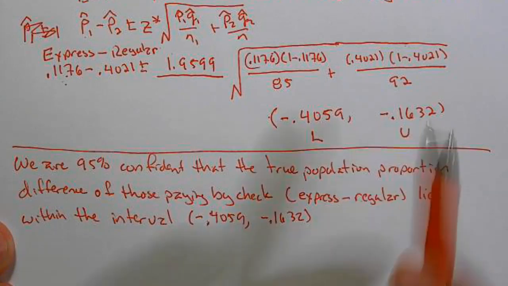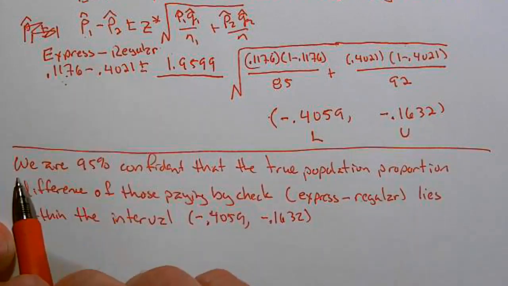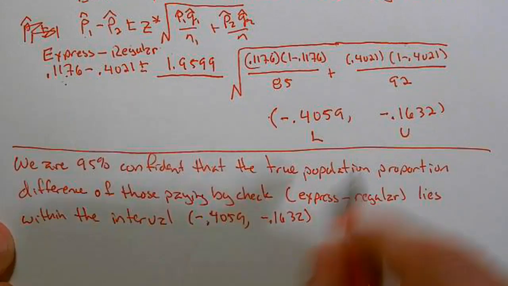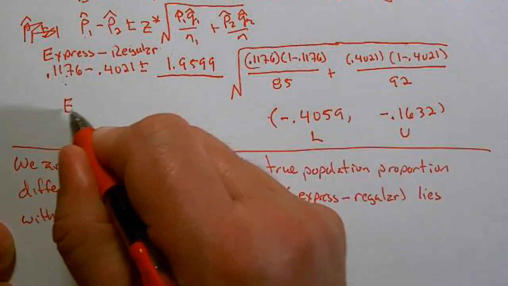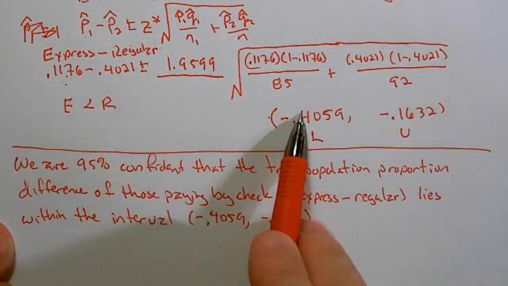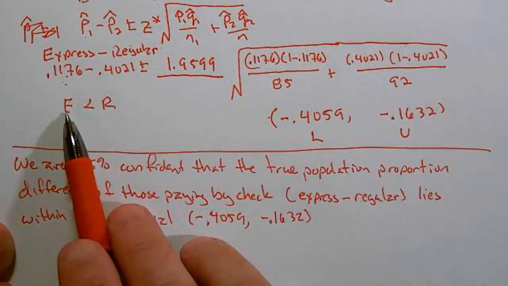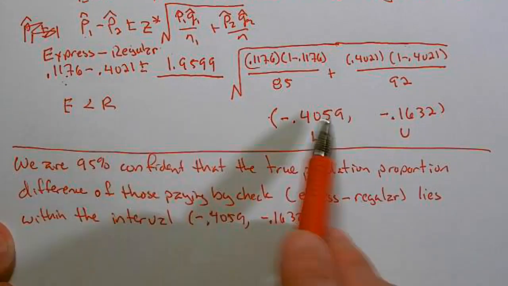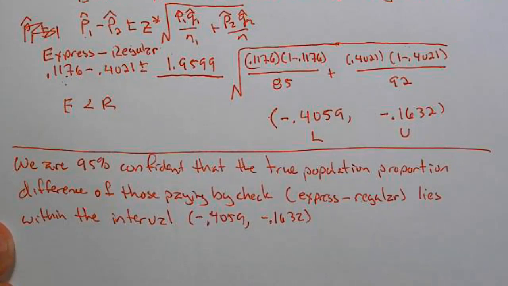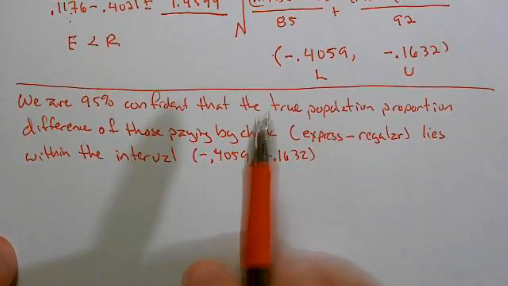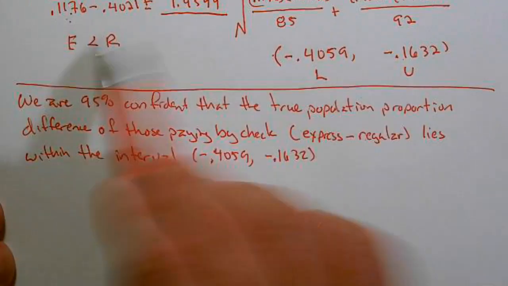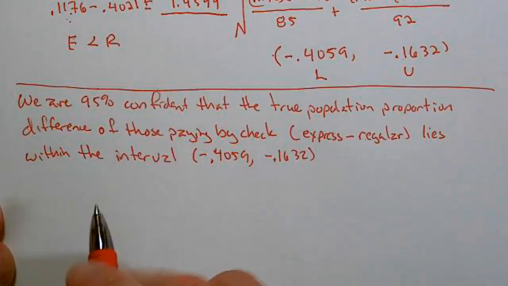And how do I know that? Because I went express minus regular. Because it's negative, I know the regular has to be greater than the express. So because it was negative, E is less than R. So 40% less to 16% less pay by check in the express line than in the regular line, or 40% more pay by check in the regular line than in the express line. So I know the express is less than the regular because this is negative.